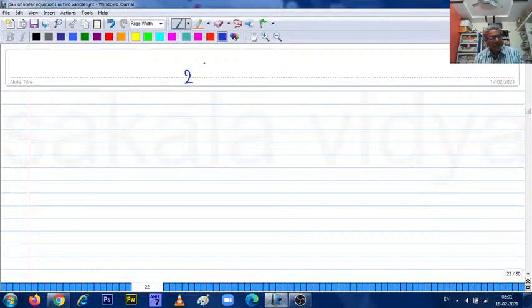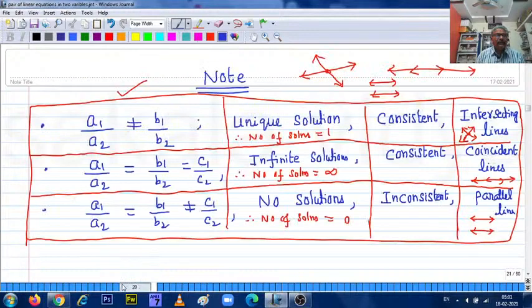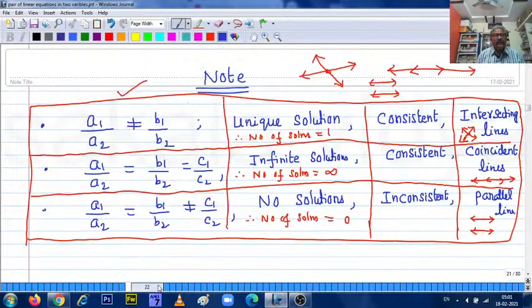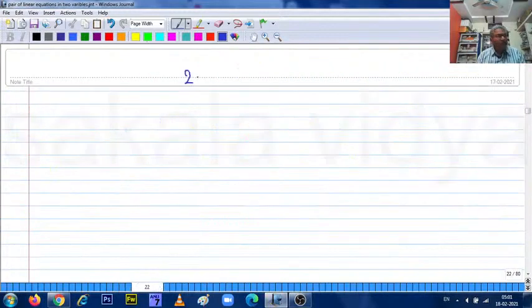We have been discussing public examination revision classes. As part of that, yesterday we discussed up to 1 mark questions. We have completed 13 questions. Now today we shall discuss 2 marks questions. Sometimes it may be 4 marks weightage also.